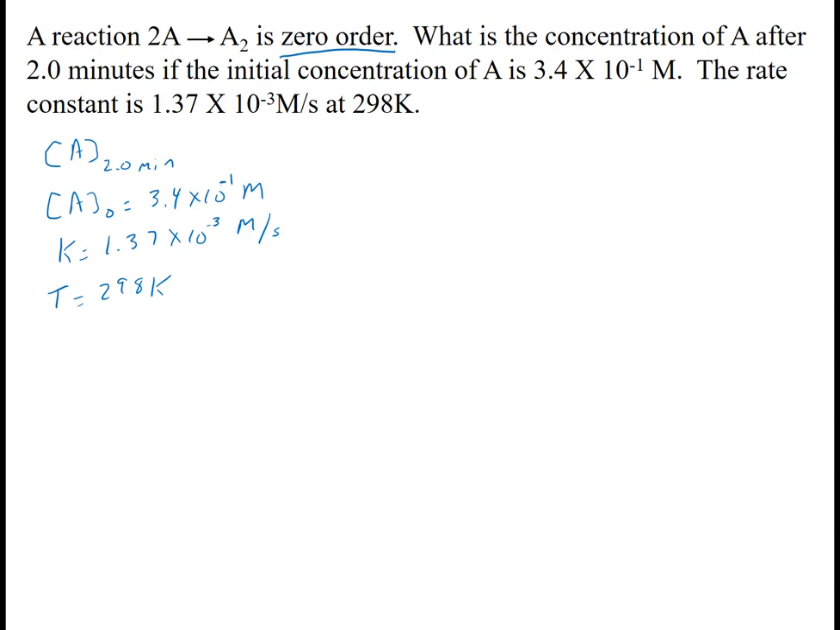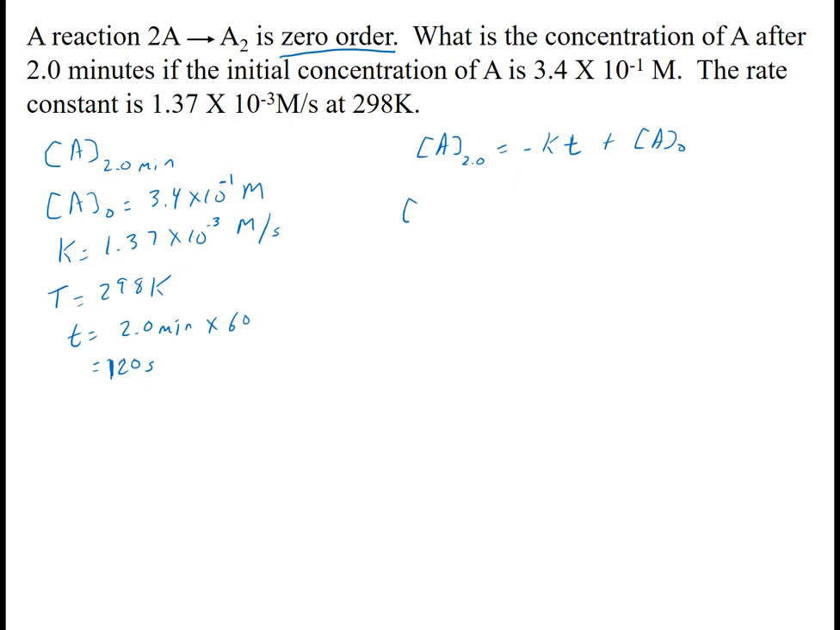Okay, so the equation was A at 2.0 is equal to negative kt plus the A initially. Again, this is seconds. I didn't write down the time, but it told me the time was 2.0 minutes. Seconds, minutes, so I have to multiply by 60 to get 120 seconds.